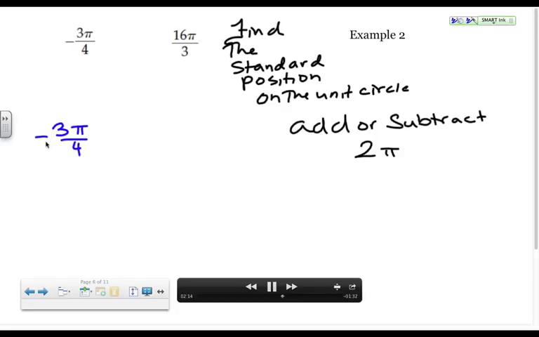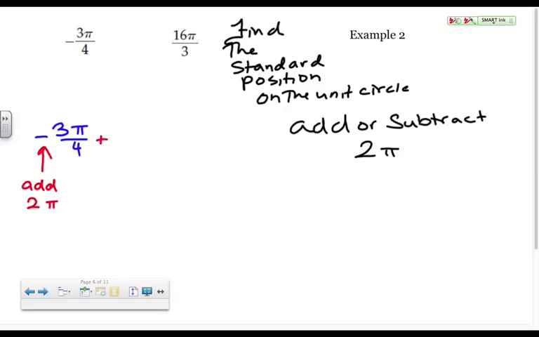Since this one is negative 3 pi over 4, we're going to add 2 pi. If it's negative, you will add. If it's positive, you will subtract. So we're going to add 2 pi to this. So negative 3 pi over 4 plus 2 pi. This is not something that you should do on a calculator. If you do it on a calculator, you will not end up with an exact answer. So you need to be able to do these by hand.